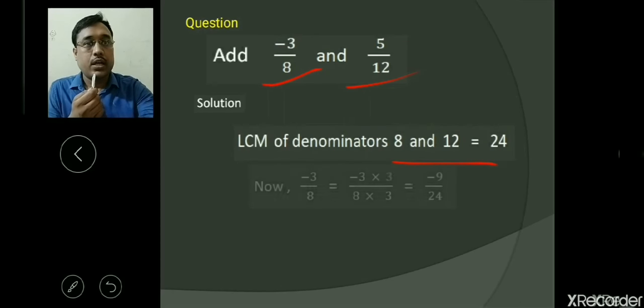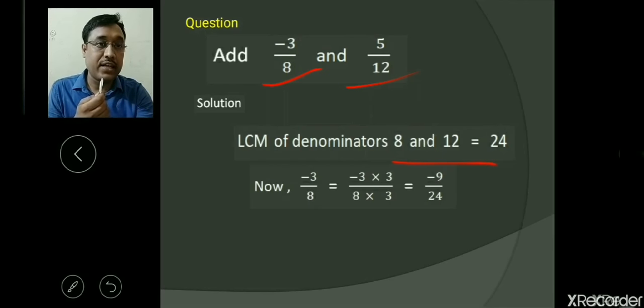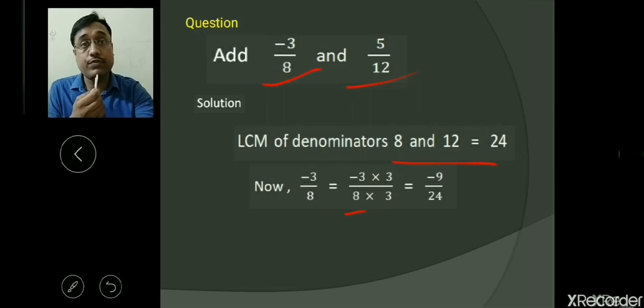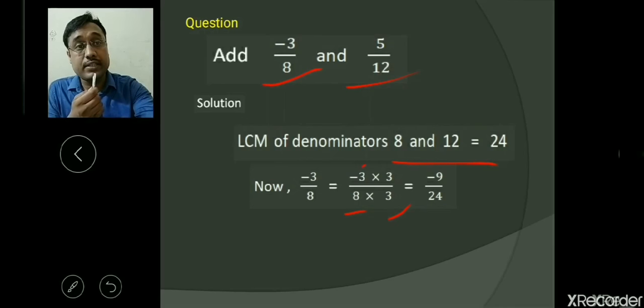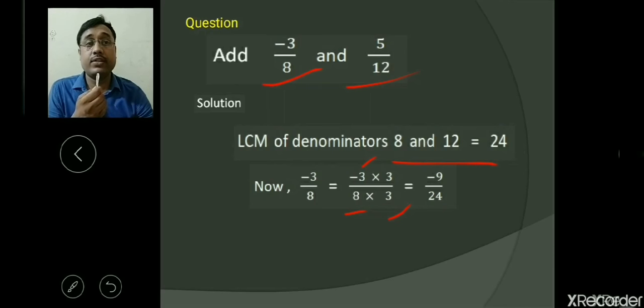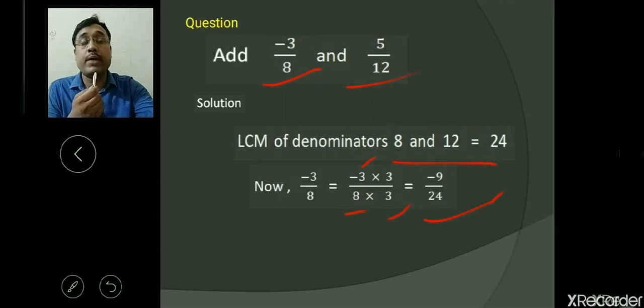Okay. Now minus 3 by 8, express it with the LCM as the common denominator. So what will you multiply with 8 to get 24? That is 3. So 8 into 3 is 24. Therefore the numerator minus 3 also multiply with 3. If you have multiplied the denominator with 3, then multiply the numerator also with 3. This is the rule. You have to multiply with the same number to find the equivalent rational number. We are finding the equivalent rational number only. So this is minus 9 by 24.